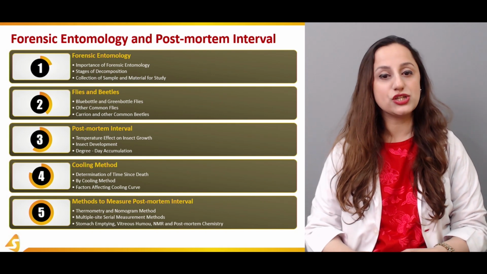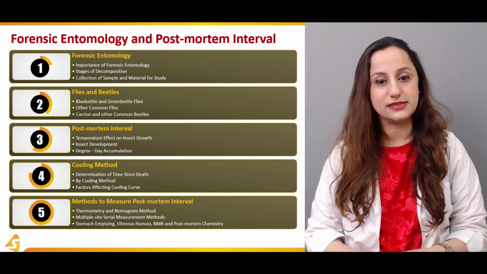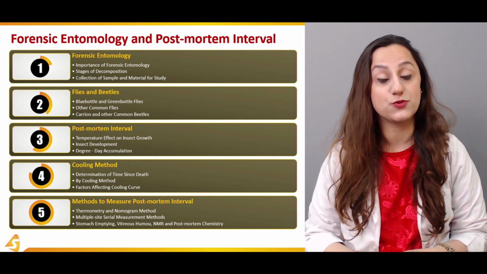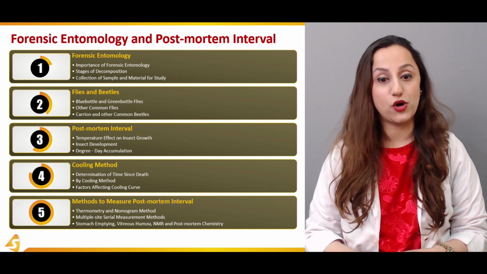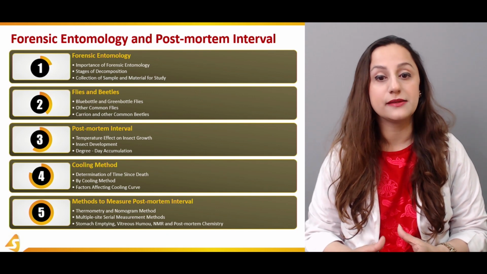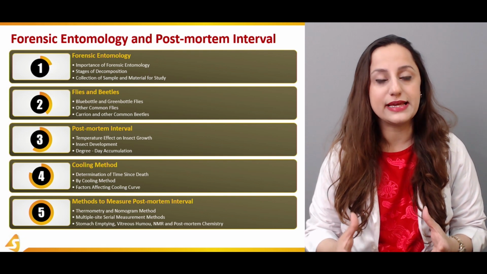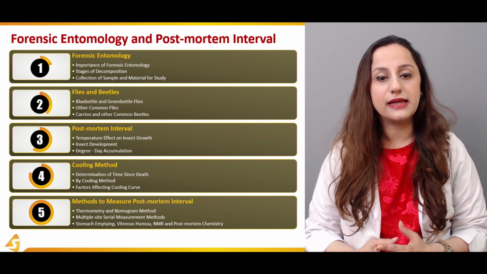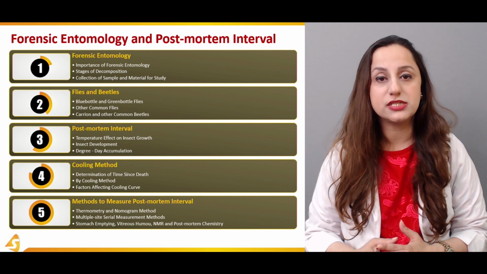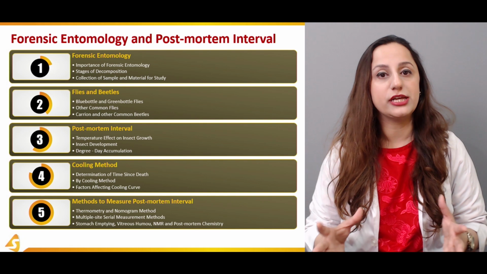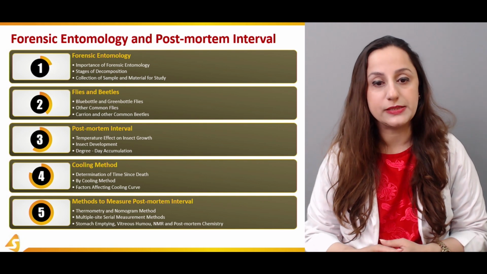The second section deals with the flies and the beetles, the blue bottle and green bottle flies, and other common flies which are feeding on the dead body, on the carcass, after death. It also covers the environmental conditions which come into play when all of these insects are feeding, and the carrion and other common beetles which play their own role in the calculation of the post-mortem time interval.